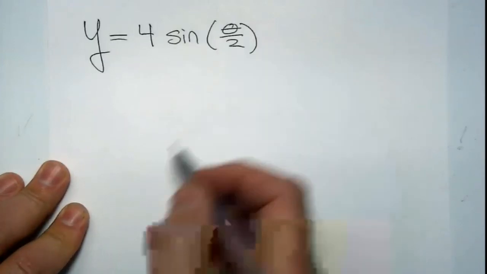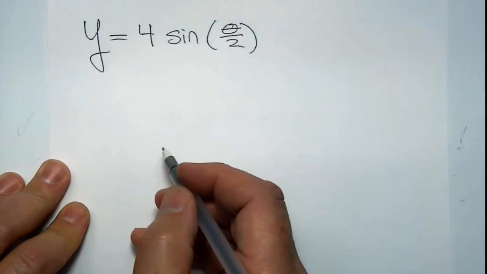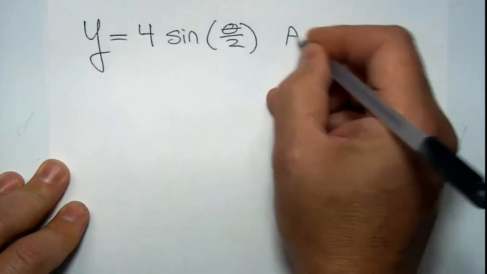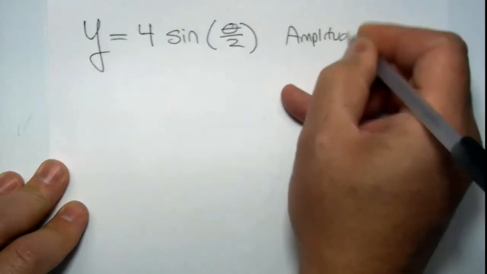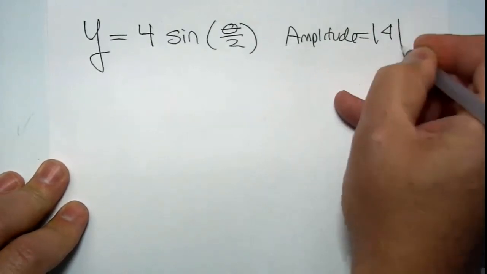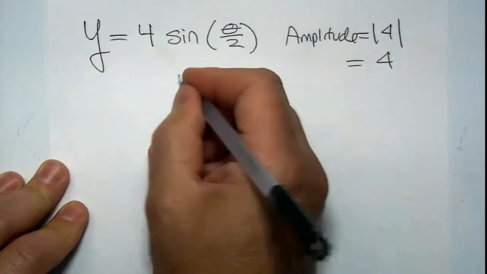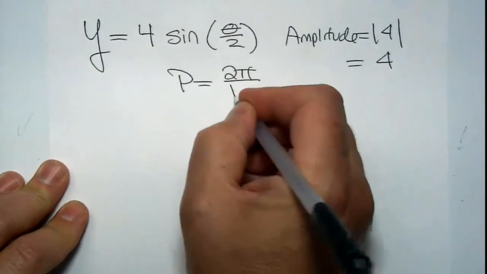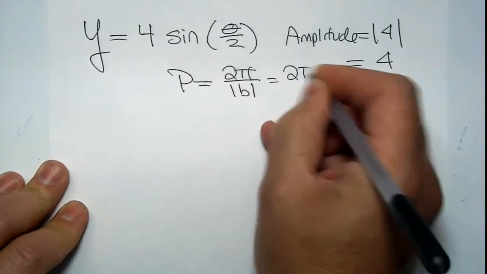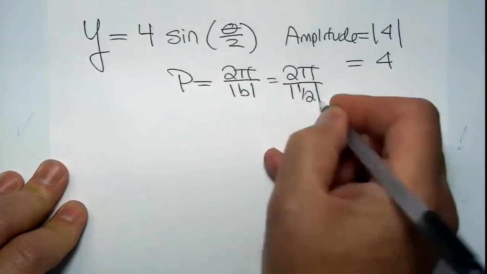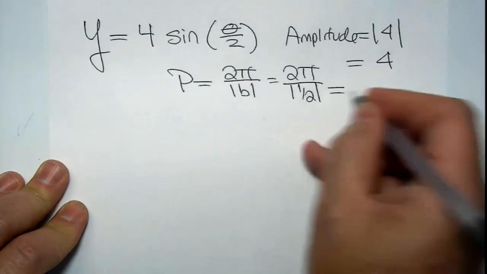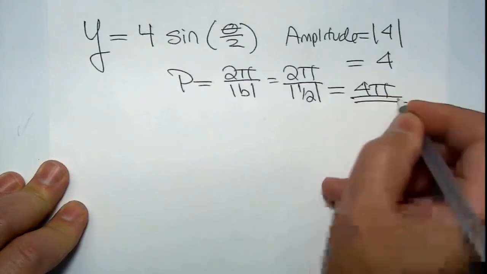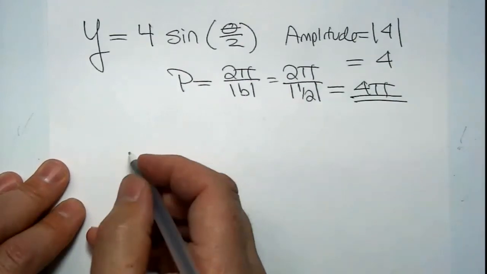This time I'm using theta as my independent axis. And I'm going to figure out that my amplitude is 4, and my period is 2 pi over the absolute value of b, which is actually a half. That's 4 pi. That's much wider than an original sine curve.